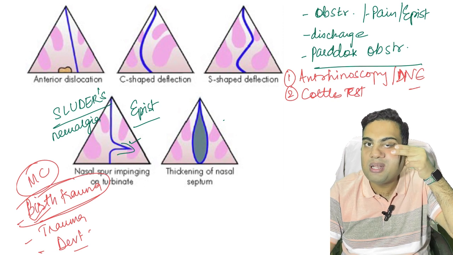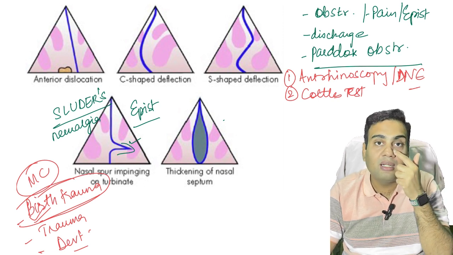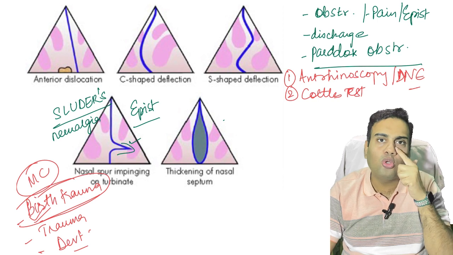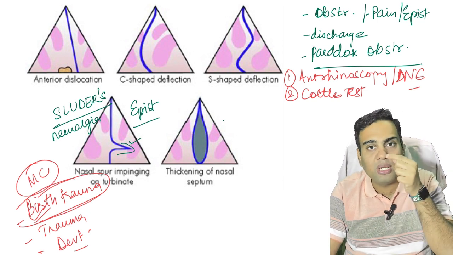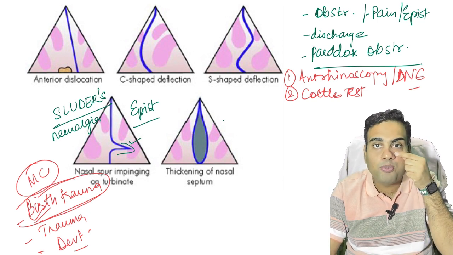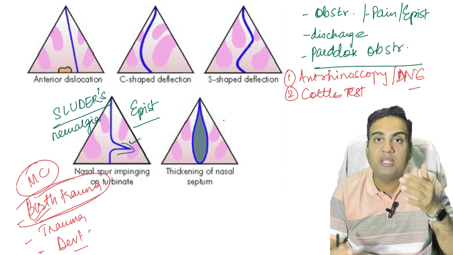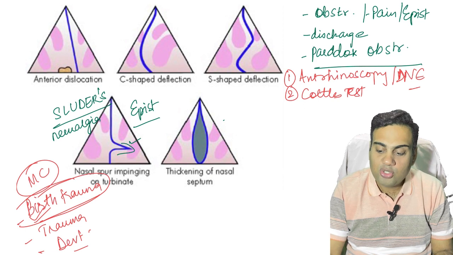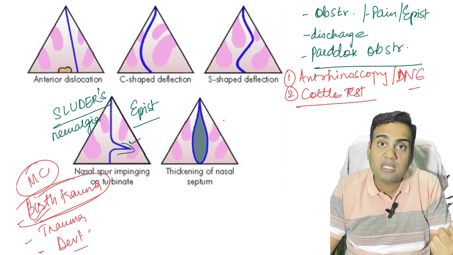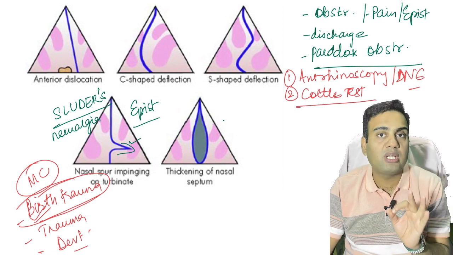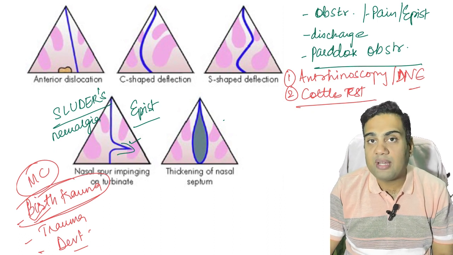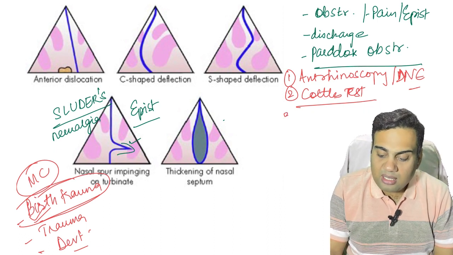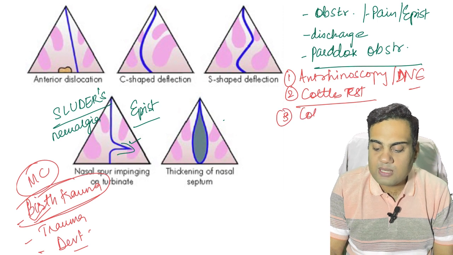So when you pull the cheek upwards, the cartilage will get pulled. Nothing will happen to the bone, the bone is going to stay there only, but this cartilage is going to get pulled. So when the cartilage gets pulled, the nasal valve angle will open up and that will relieve the obstruction. So that is called Cottle's test. If Cottle's test is positive, that means you have a problem with the nasal valve and you need to correct that area. And the third thing you can do is something called a cold spatula test.